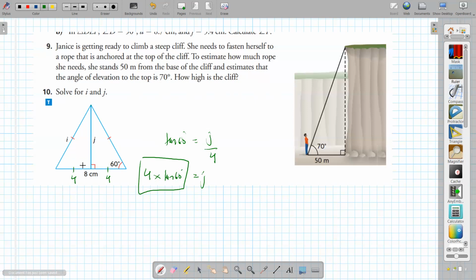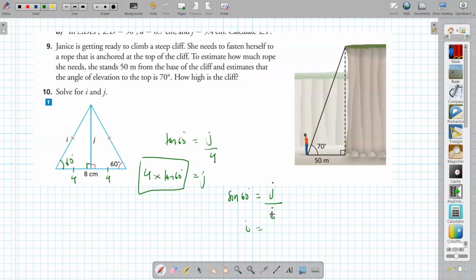And for I, this is 60 because it's an isosceles triangle. Now you could use anything, but since we have this angle, we're looking for the hypotenuse of this triangle. I'm going to use sine. Sine 60 is going to be the opposite, which is j, divided by the hypotenuse I, right?